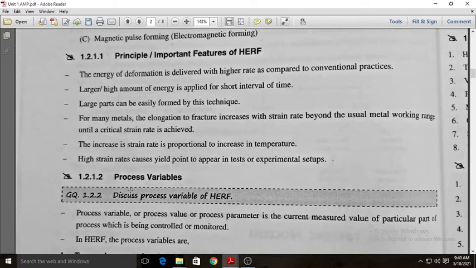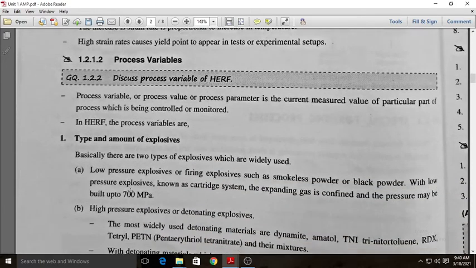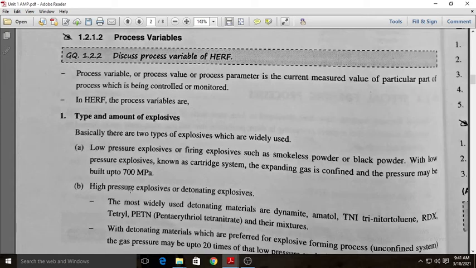After the yield point we get this plastic deformation, and whenever we want to do forming, at that time the yield point and plastic deformation are the important terms. So here, in the case of high energy rate forming processes, we are going to use explosives, and we are going to see the process variables which bear importance during these processes. The first important parameter is the type and amount of explosive.